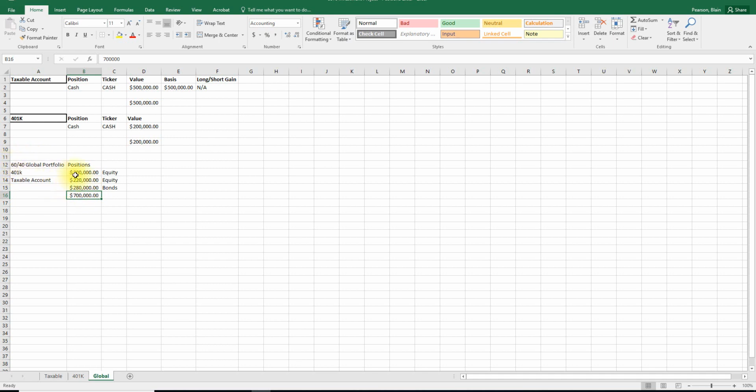Now we have a global portfolio where out of her equities, about 50% are allocated in the 401k where they can grow tax-free.